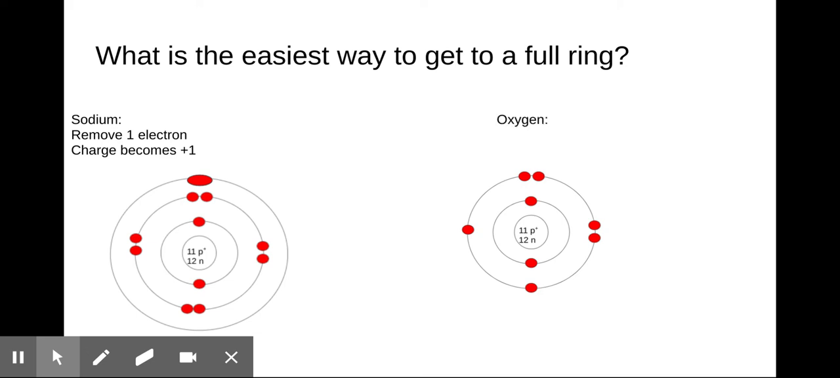If we look at oxygen, it could either get rid of the 6 valence electrons, or we could add 2 electrons. In this case, it would be easier to add 2 electrons, and therefore we would get a negative 2 charge because we would be gaining 2 negative particles.